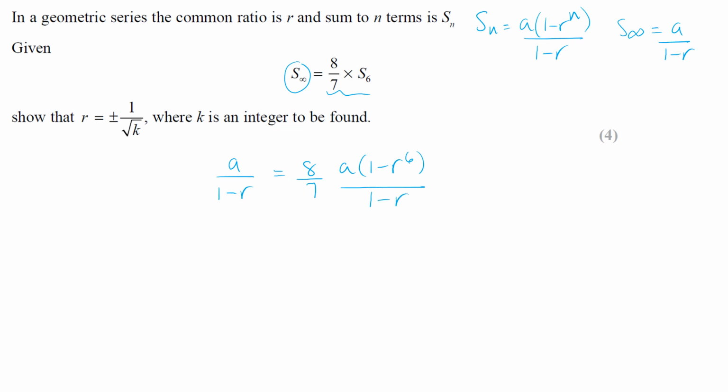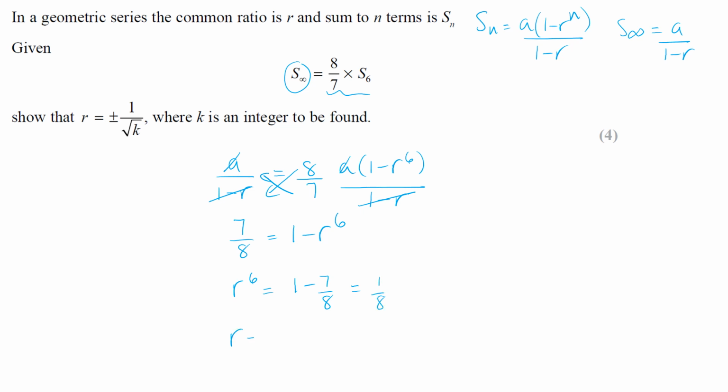Now what's the same on each side? We can cancel by an a, just dividing both sides by a. 1 minus r we can cancel, and then we can cross multiply this 8/7 and get that 7/8 is equal to 1 minus r to the 6. Rearrange, r to the 6 is 1 minus 7/8. So 1 minus 7/8 is 1/8, and then we'll have to take the 6th root.